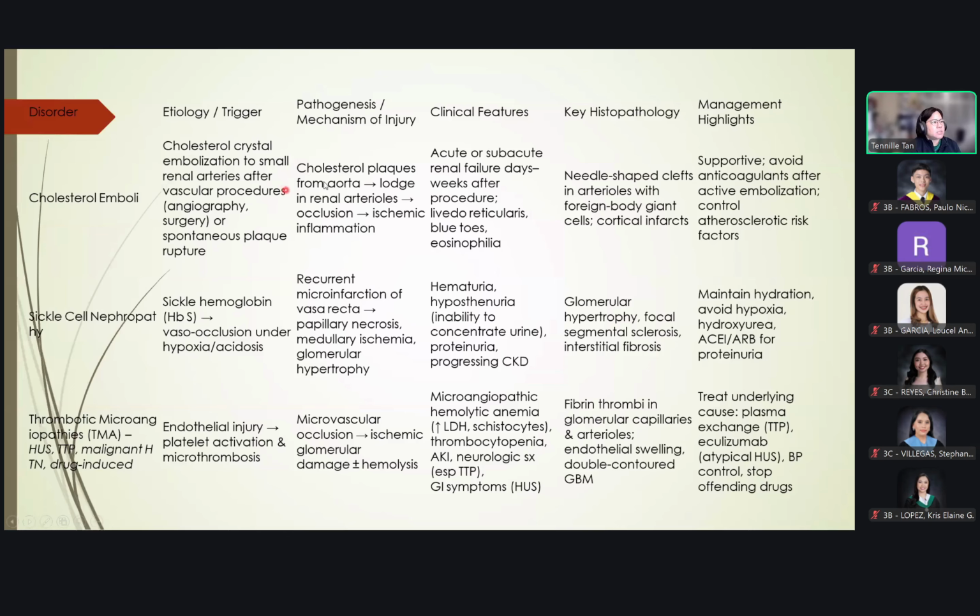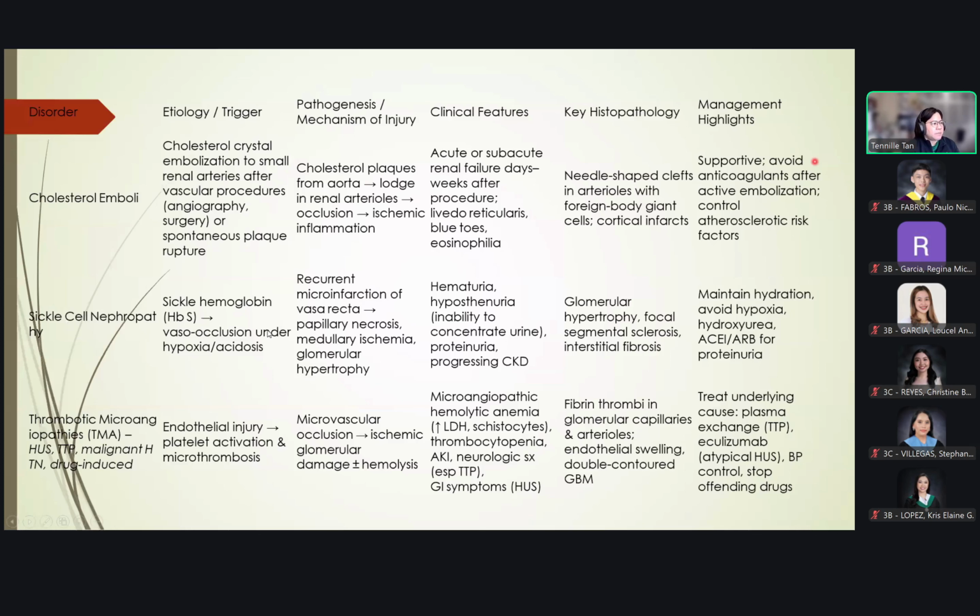The mechanism of injury is often cholesterol plaques from the aorta. They lodge in the renal arterioles, causing occlusion and ischemic inflammation. Clinical features: subacute or acute renal failure over days to weeks after a procedure. They might present with livedo reticularis, blue toes, or eosinophilia. Key histopathology is needle-shaped clefts in arterioles with foreign body giant cells or cortical infarcts. Management is supportive. You want to avoid anticoagulants after any active embolization, and of course we need to control atherosclerotic risk factors for that patient.